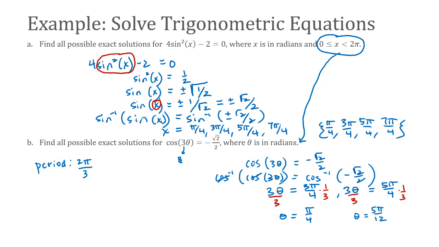Okay, so those are the two solutions, but because it wants all of the possible solutions, I am going to add multiples of the period. So plus 2 pi over 3k, plus 2 pi over 3k, where k is an integer. So you have to be maybe a little bit aware of anything that is affecting the period, and that thing is going to be some number that's connected to your angle measure.